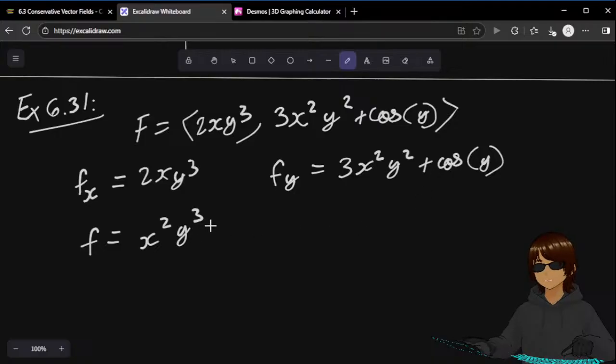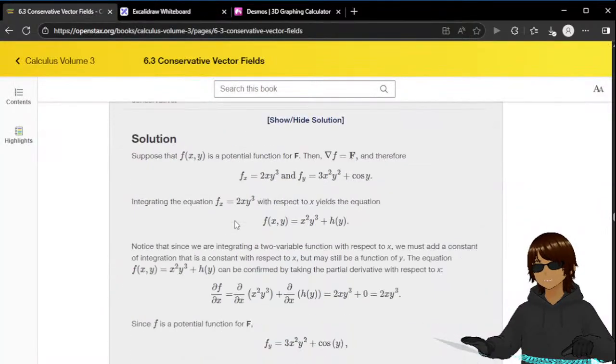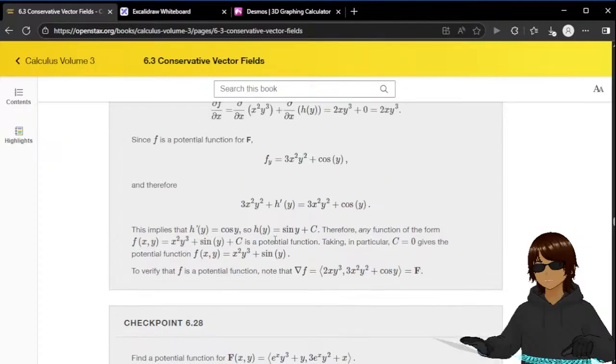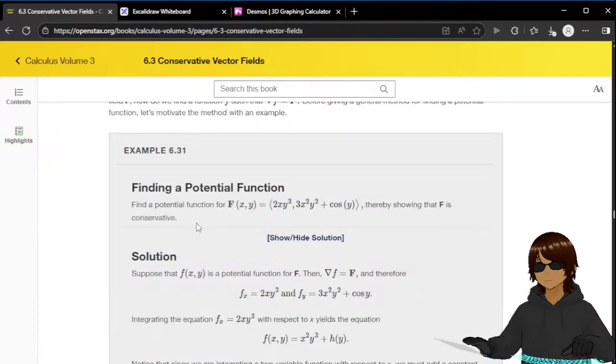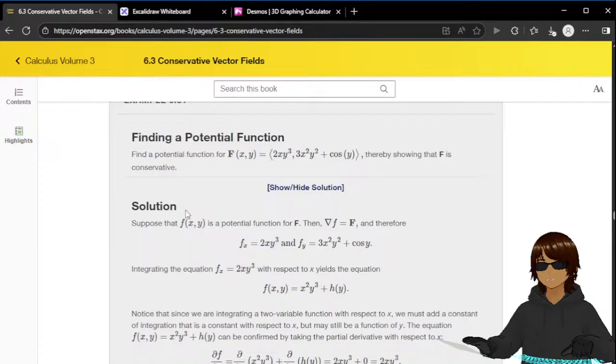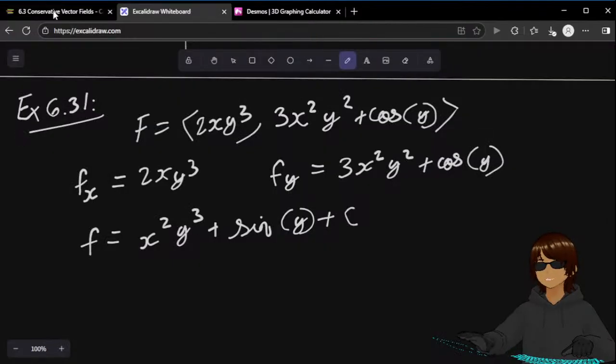So let's see. Differentiating sine y gives cos y, but with respect to x, yeah, this will disappear. And the c will disappear in both cases. So we have x squared y cubed plus sine y, and then plus c. Plus c is the general form. Find one potential function. Okay, c is equal to 0. That's a potential function.